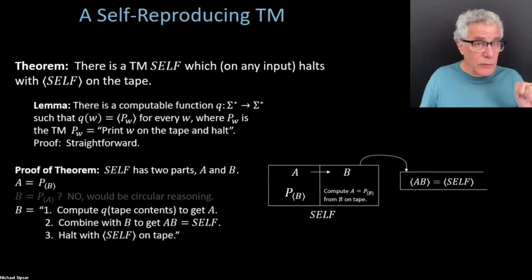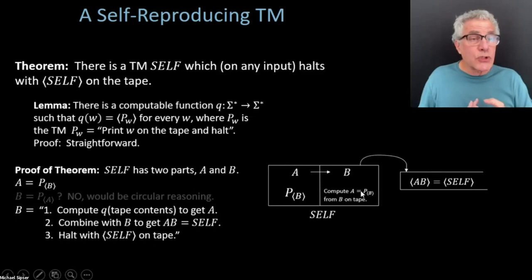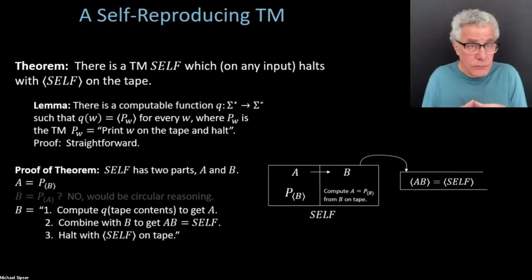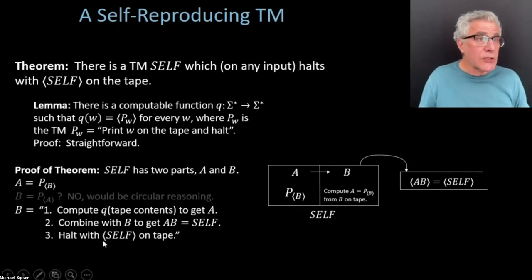Why doesn't this create a circular argument too? Well, there's no longer anything. B does not have to have A stored within it. It figures out A. So in a sense, you're going to write the code for B first. B is just a simple program. Here it is. There's nothing circular about it. The code for B is: take a look at the tape, compute Q of that, combine the result with whatever was sitting on the tape from before, and print it out.